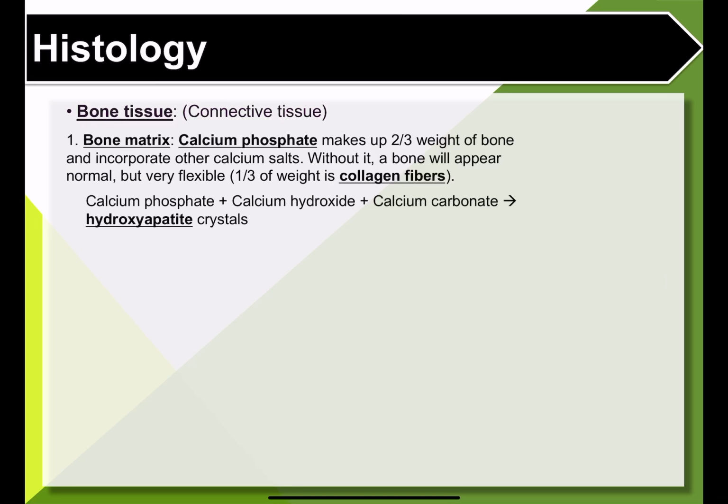For the bones, there are two main types of molecules within the bone matrix. One is the inorganic portion, which is mainly made up of calcium phosphate, and then there's an organic portion that is made up of collagen fibers. The inorganic portion is, like I said, mainly made up of calcium phosphate. But there are also two other components, calcium hydroxide and calcium carbonate. And together they form these crystals called hydroxyapatite crystals.